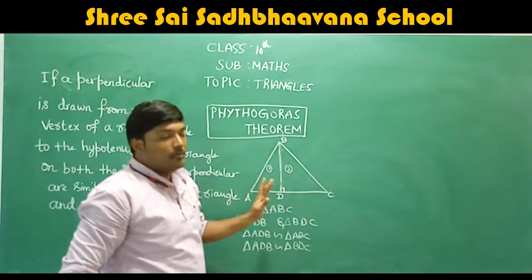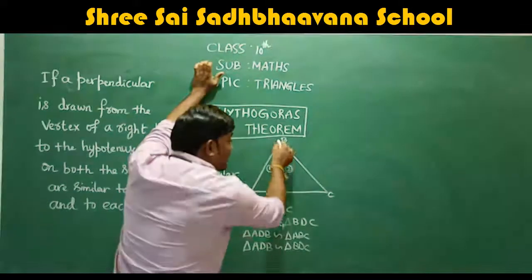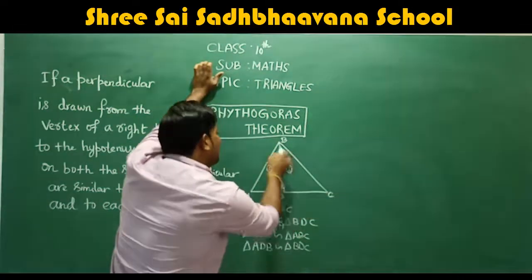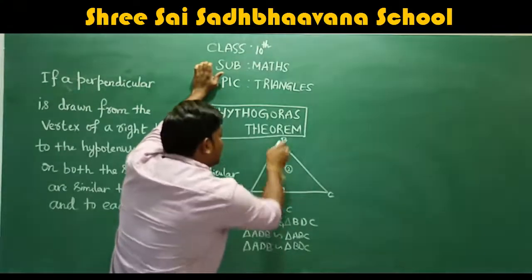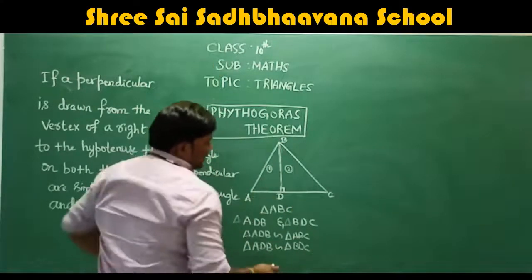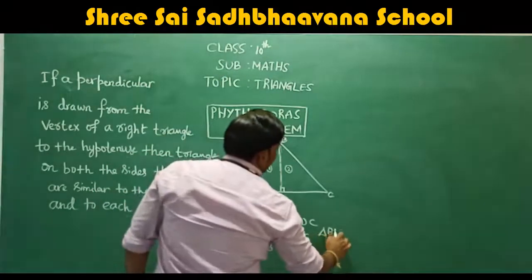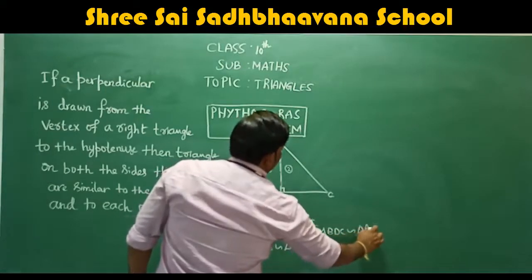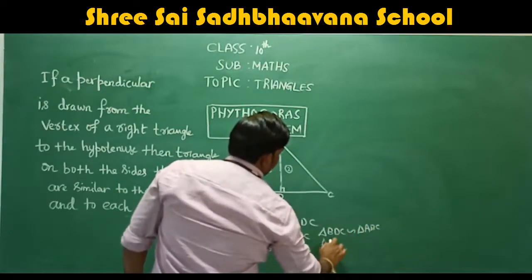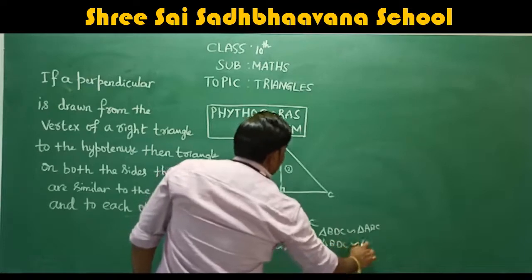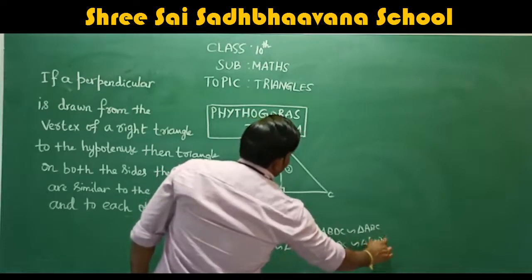Okay? I hope you understood. Next triangle, what is another triangle? Triangle BDC is similar to triangle ABD as well as triangle ABC. You can write like this: triangle BDC is similar to triangle ABC as well as triangle ABD, or ADB.